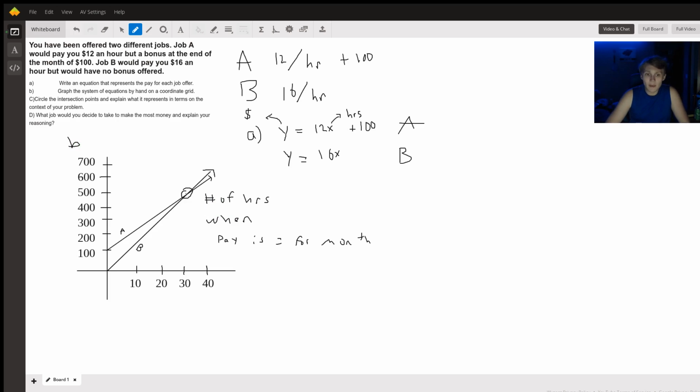Well, it depends. Are you going to work about 30 hours a week? If you're going to work less than that, you probably want to take job B. If you're going to work more than that, a full-time job, then you're going to want to take... I may have misspoken. If you work less than 30, you want to take position A. If you work more than 30, you want to take position B. So it all depends on how much you're going to work in that month. There you go.